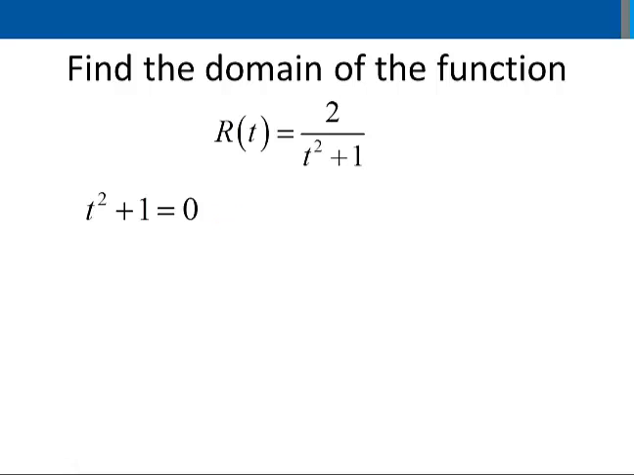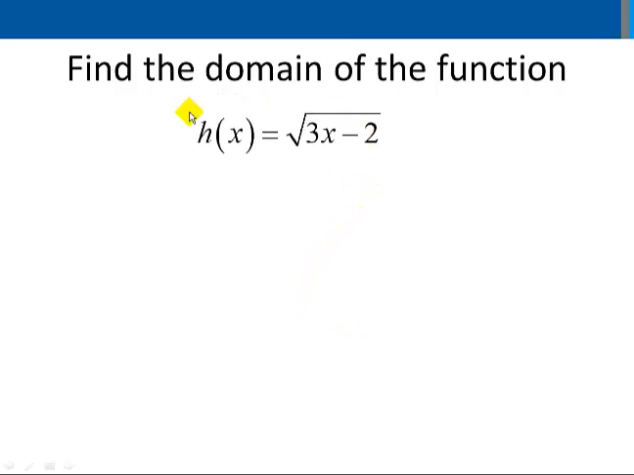If t squared plus 1 equals 0, this is equivalent to having t squared be equal to negative 1. Well, there is no real number t for which this is the case, so the domain of our function r of t is all real numbers, which we'll write as the open interval from negative infinity to infinity.